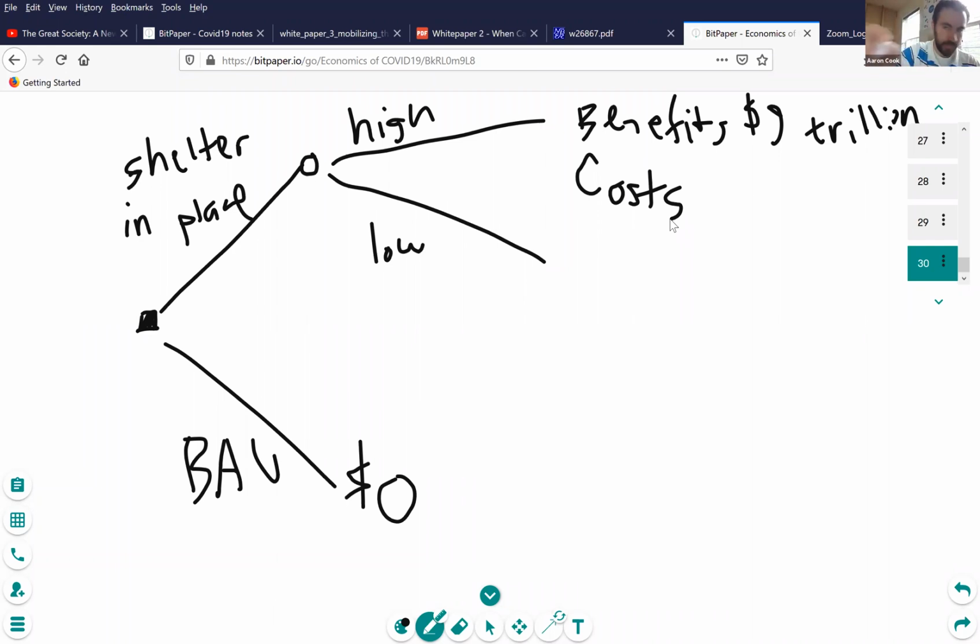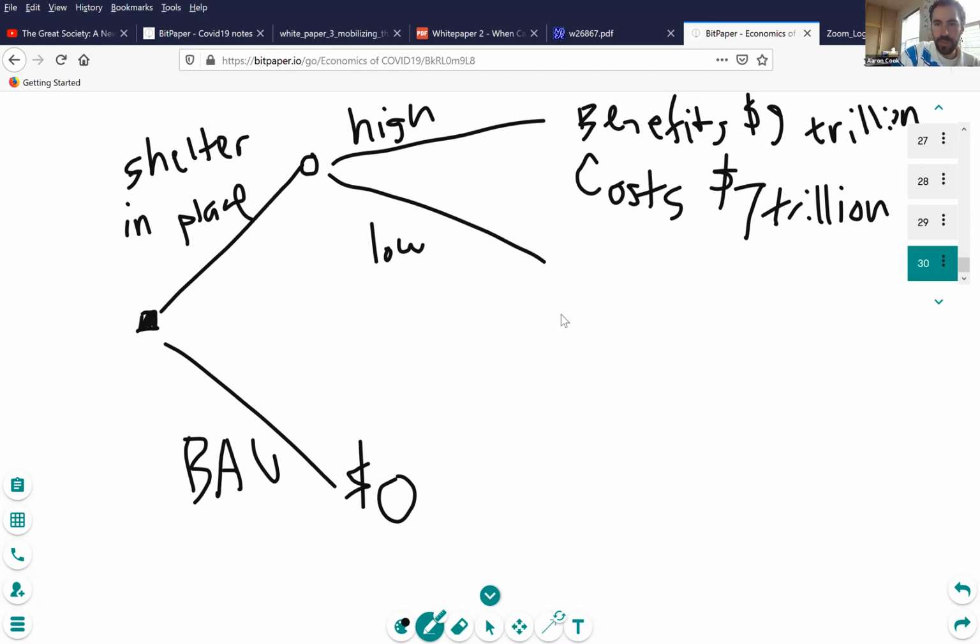The costs: let's say the economy contracts by 1/3. Currently, our US GDP is about 21 trillion. So let's say we lose about $7 trillion of GDP. So the cost in that case would be about 7 trillion. There would be a net positive of about 2 trillion there for a shelter in place.